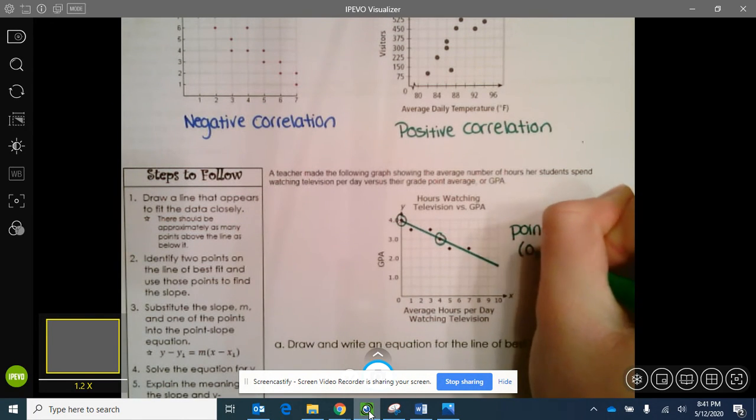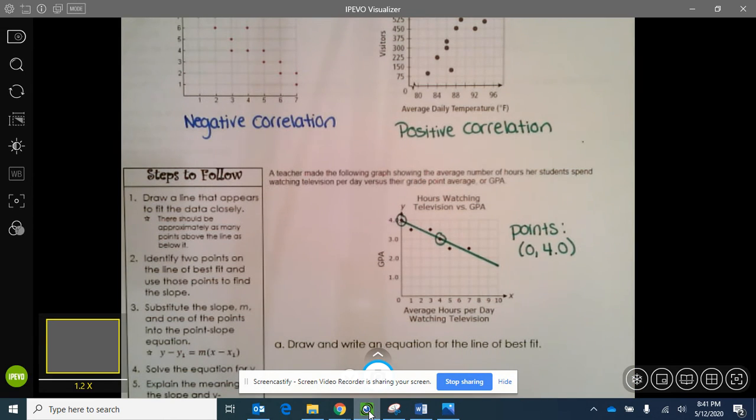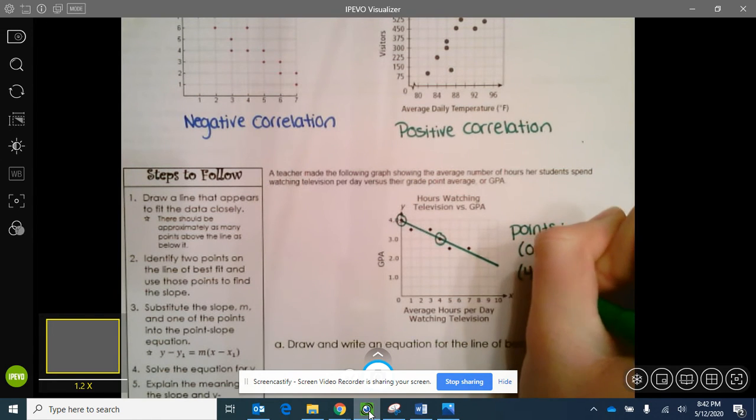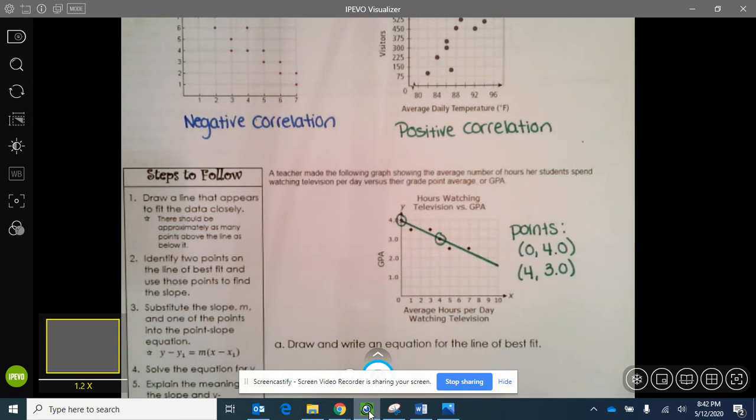So I have 0, 4.0 or 4. And then my second point is 4. So it's this point here. So it's 4, 3.0. Okay, so those are my 2 points. These are really important to identify because they allow us to find the slope of the line.